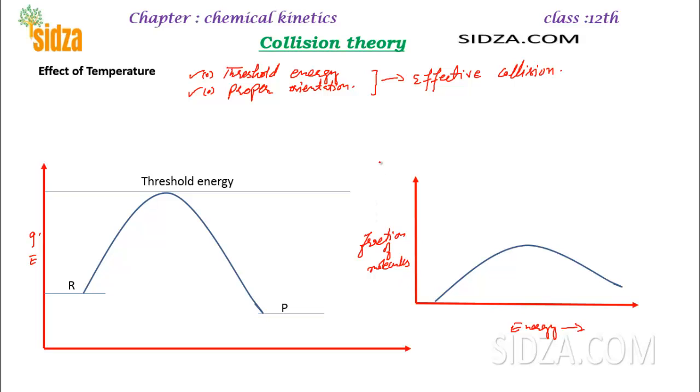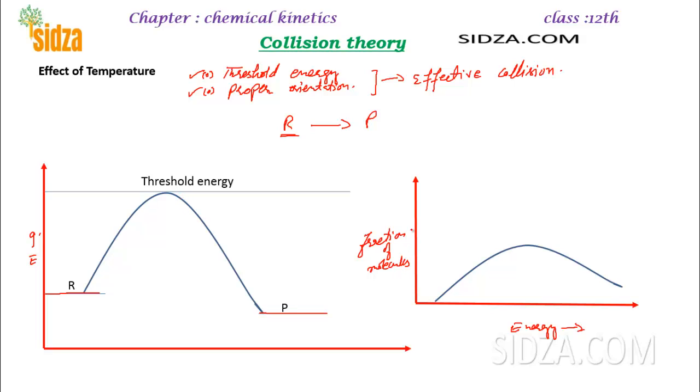So when a reaction occurs, reactants convert into products when the reactant molecules possess the threshold energy. So this is the reactant, and it can convert into product only when the reactant molecules possess the threshold energy. When they cross over the energy barrier, they form the product. So that means the rate of a reaction basically depends on the number of molecules possessing this threshold energy.